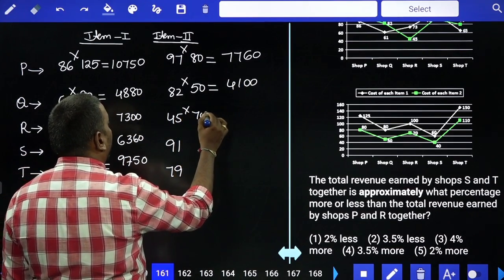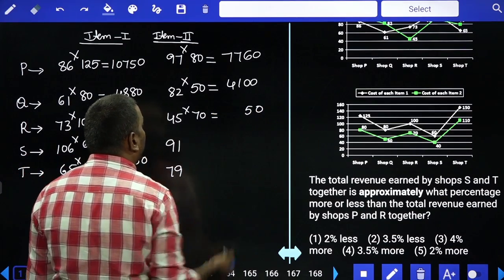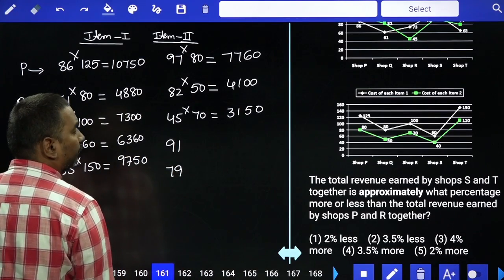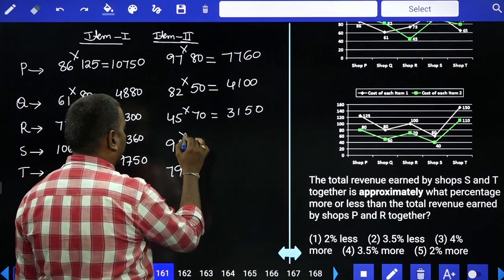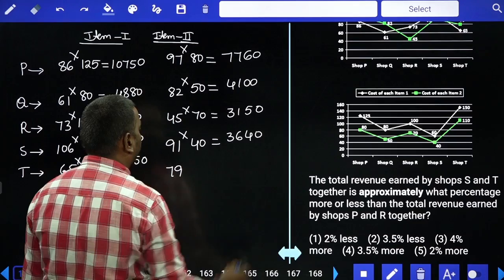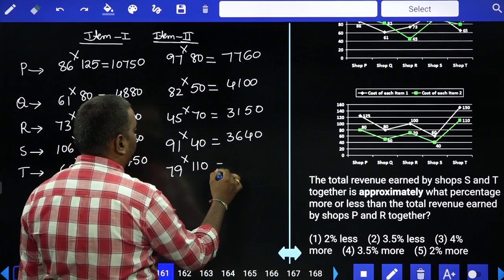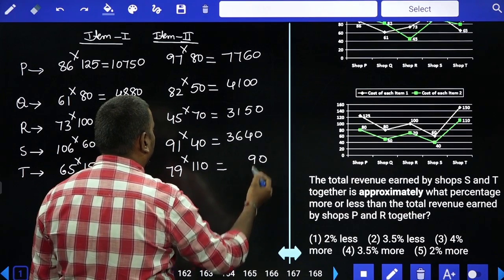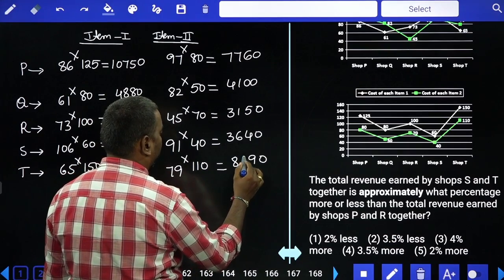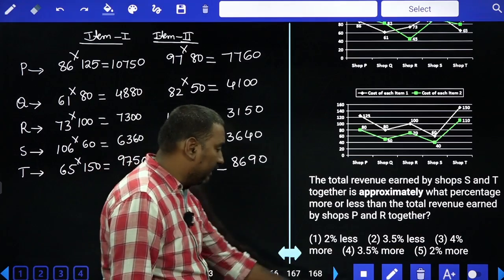70 rupees. 7 fives are 35, 7 fours are 28 plus 3, 31, 3150. Next 40 rupees, 3640. Next 110. 11 nines are 99, 11 sevens are 77 plus 9, 86. This is item 2 amount. This is item 1 amount, that is item 2 amount. That's the data they have given.